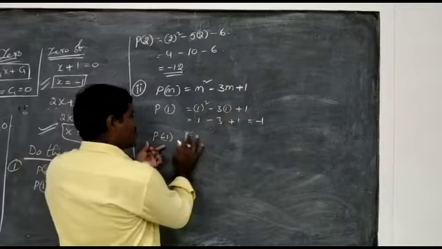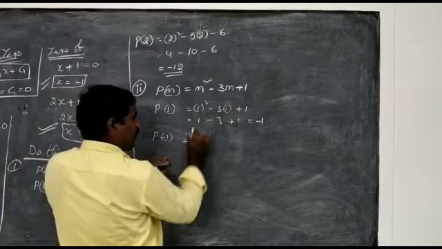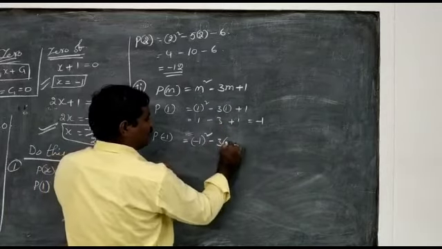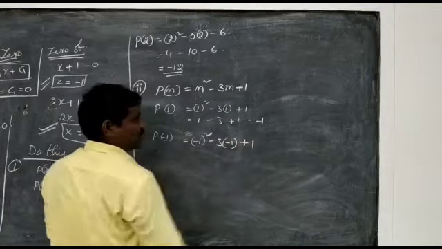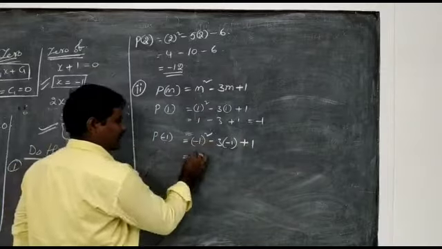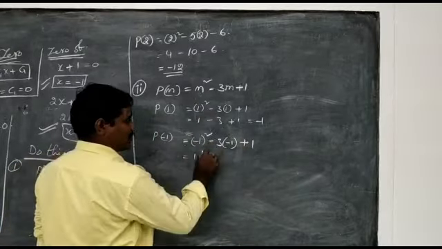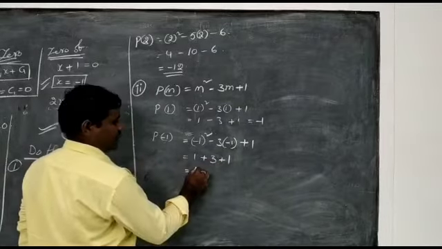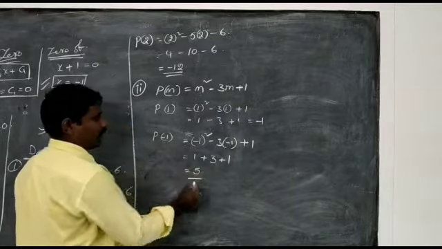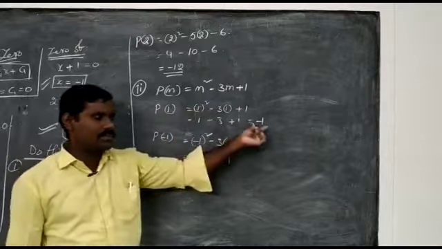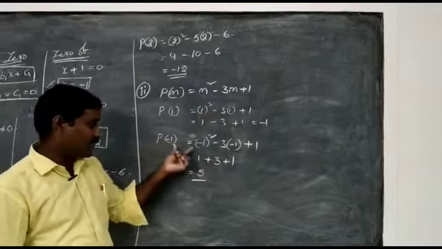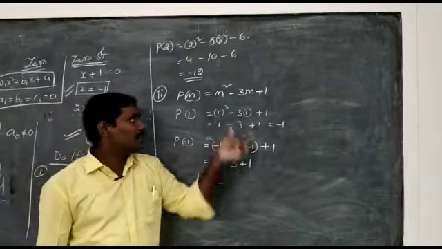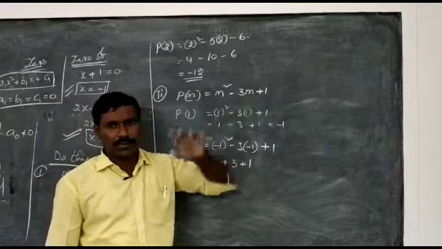Similarly P of minus 1, see here: m square becomes minus 1 square, minus 3 into minus 1, plus 1. Minus 1 square is 1, plus, minus into minus is plus, 3 ones are 3, plus 1. 1 plus 3 plus 1 is 5. That means P of 1 value is minus 1, P of minus 1 value is plus 5. These are the values of the m square minus 3m plus 1 polynomial.